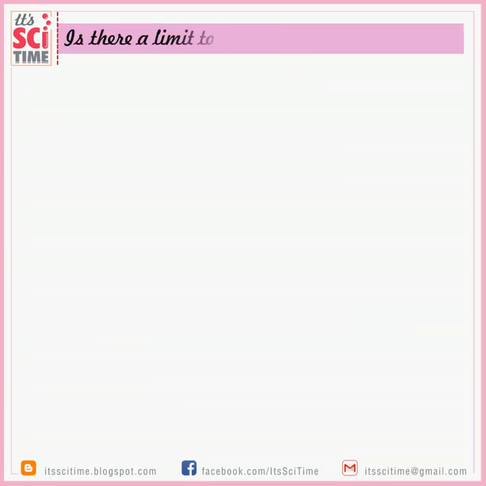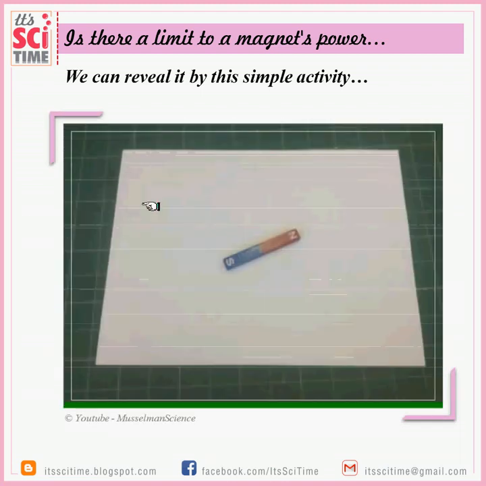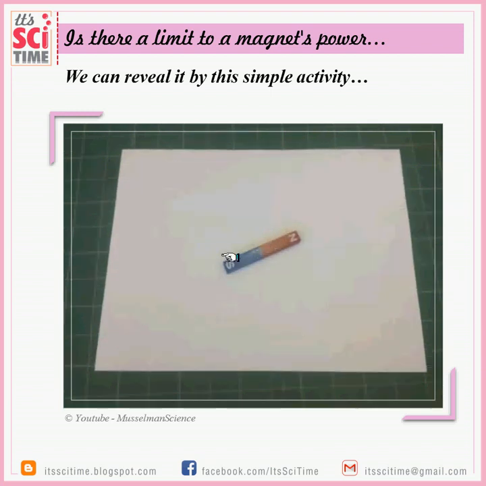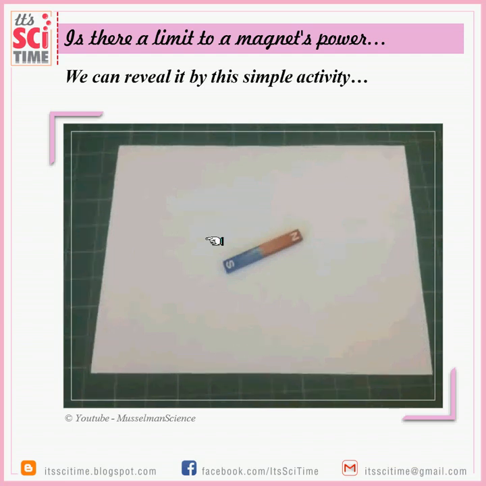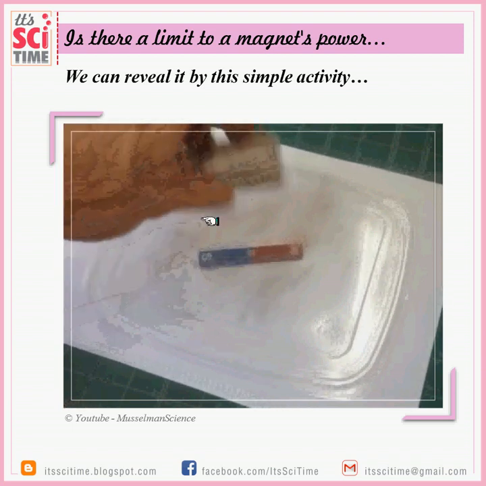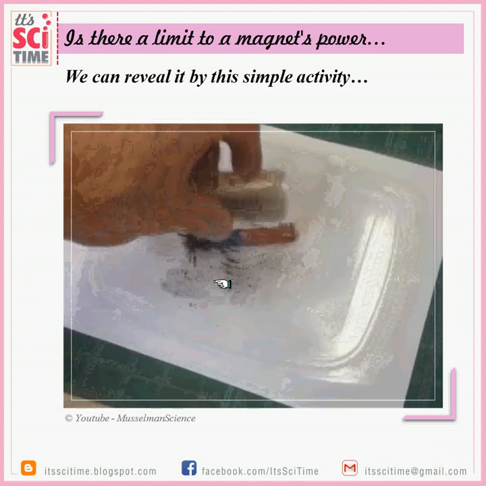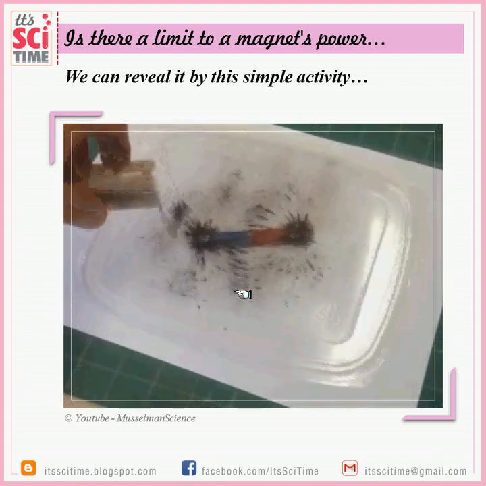Let's move on to the next. Is there a limit to a magnet's power? We can reveal this by a simple activity. Look at this activity. Here there is a bar magnet kept on a white paper, and we will cover this bar magnet with a plastic lid. It's a transparent lid. This time we sprinkle some iron filings on it. See this, sprinkling iron filings.